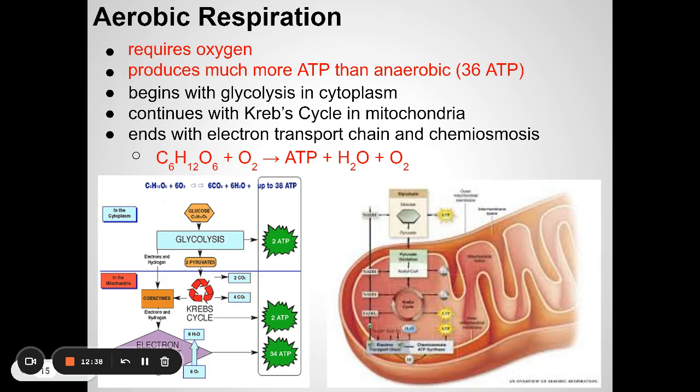Aerobic respiration needs oxygen, and it produces ATP. Here's the formula for it. C6H12O6, which we now know is glucose, plus oxygen, produces three things: ATP, water, and oxygen.